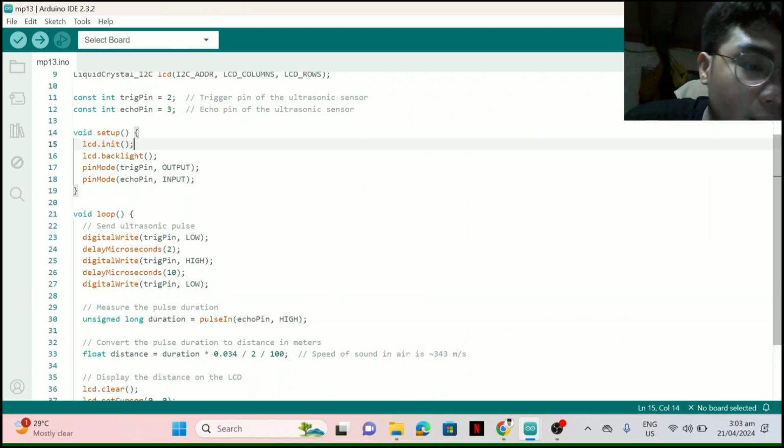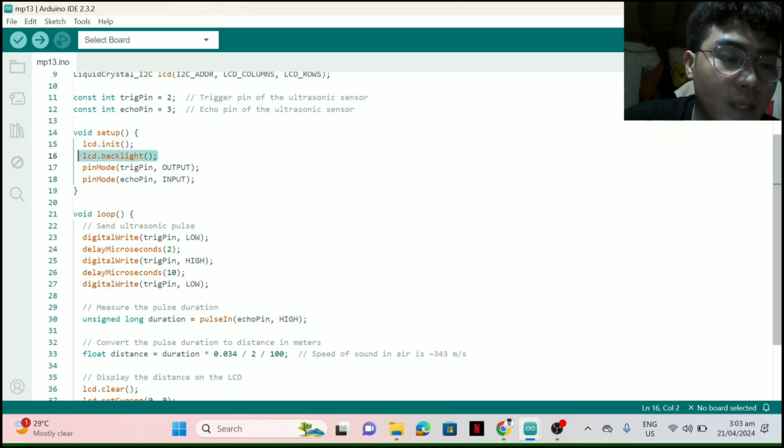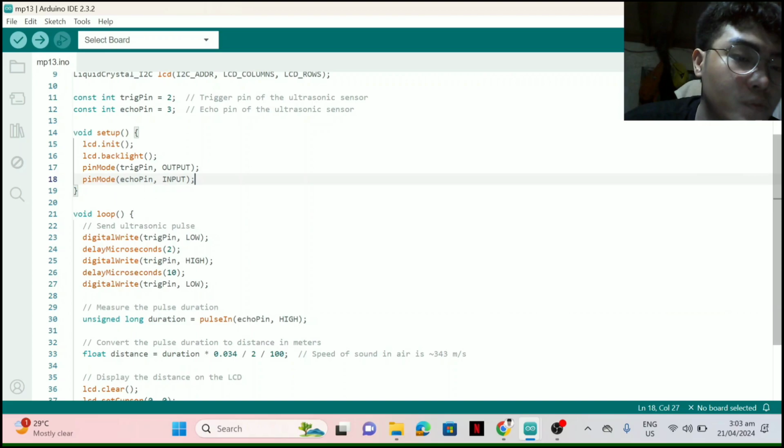First one will be lcd.init, since we will firstly be initializing and opening our LCD, and we'll be simultaneously opening the backlight so that the LCD would finally be turning on. Next one will be the pin modes of the trigger pin and echo pin. Trigger pin for output, then echo pin for input.